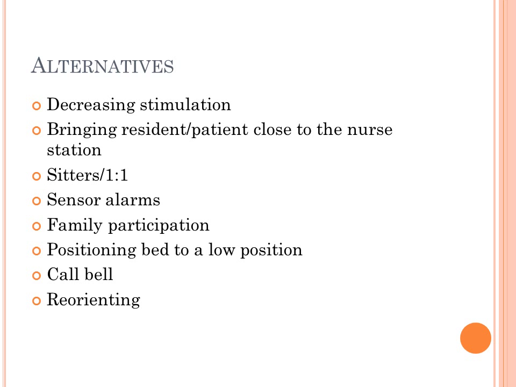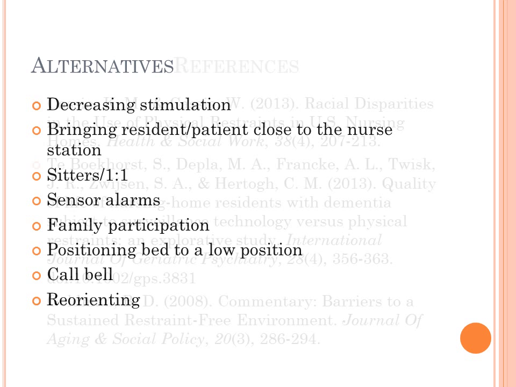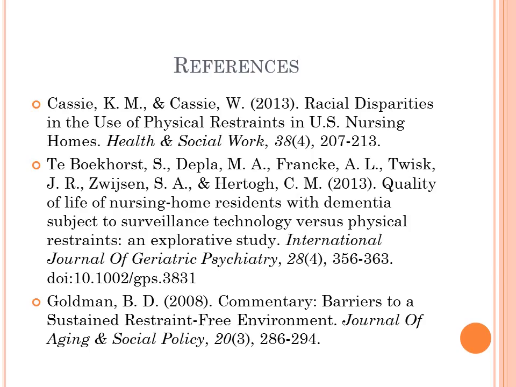There are other alternatives to try rather than using restraint, and these include decreasing stimulation, bringing the resident close to the nurse's station, using one-on-ones, sensor alarms, and family participation, positioning the bed to a lower position, and making sure the call light is within reach of the patient.